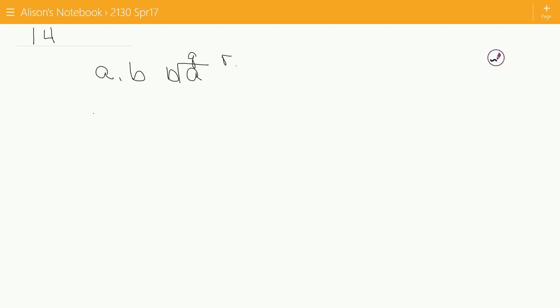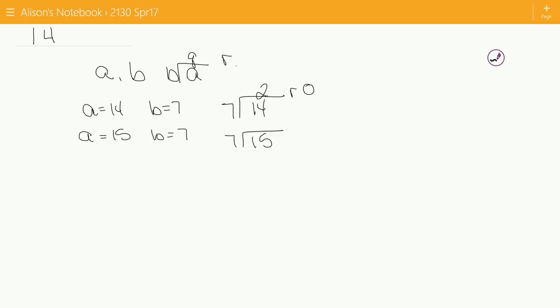Let's say, for instance, that a is 14 and that b is 7. I can take 14 and divide it by 7. I'm pretty sure that the quotient is 2, and the remainder here is 0 because that would be evenly divisible. What if I took the integer 15 and b was 7? Now when I take 15 and divide it by 7, I have the quotient of 2, but this time there is a remainder of 1.